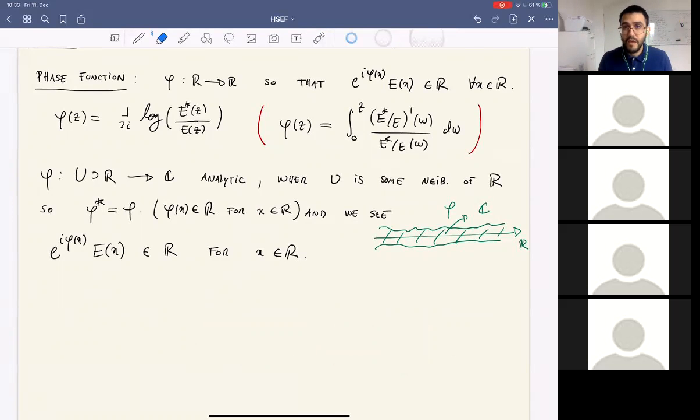One important bit about the phase function is that its derivative will be related with a reproducing kernel. That's what I want to compute now.